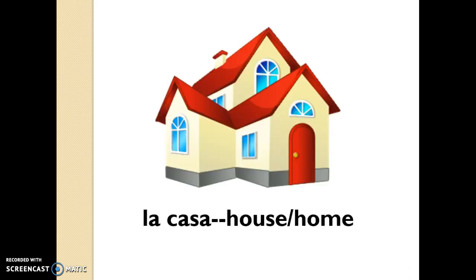House or the word home. They're the same word in Spanish, but 2 different words in English. La casa. Maybe you've heard the expression, mi casa es su casa, means my house is your house. You're welcome anytime kind of thing. So if you've heard of that phrase, that helps you to remember this word since it's not a cognate. La casa.